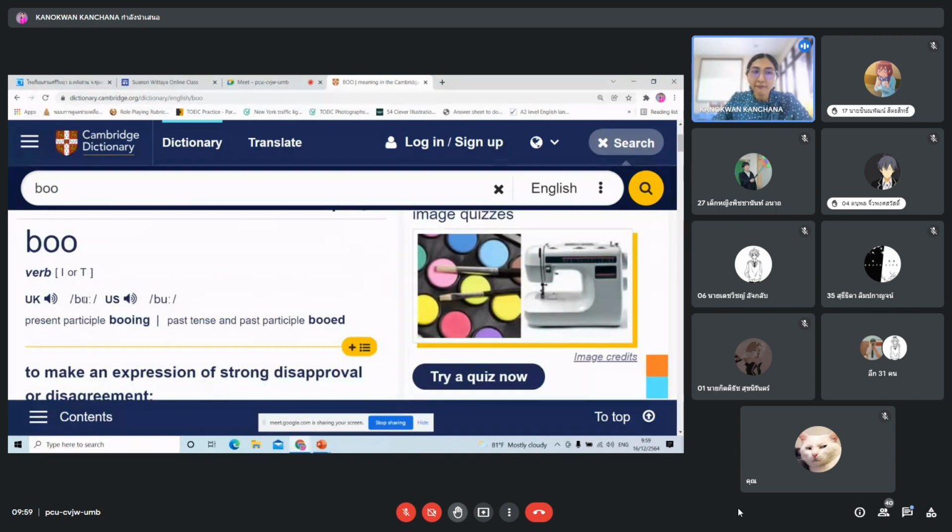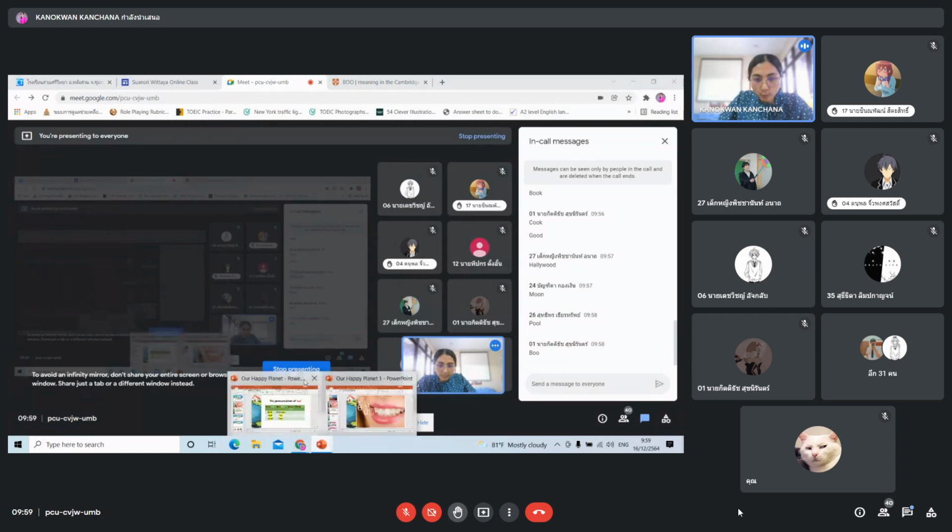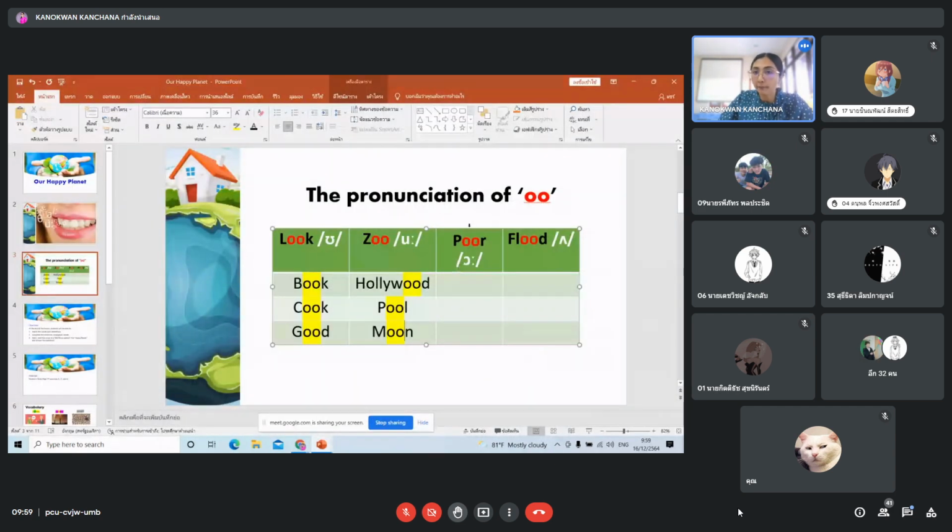So have a look at this symbol, please, everyone. Again, I'm going to play the speaker here for you all. Boo, boo, boo. Okay, so when you say boo, it's going to be boo like this. Okay, so next to this, please, everyone, the third column: pour, pour, pour.